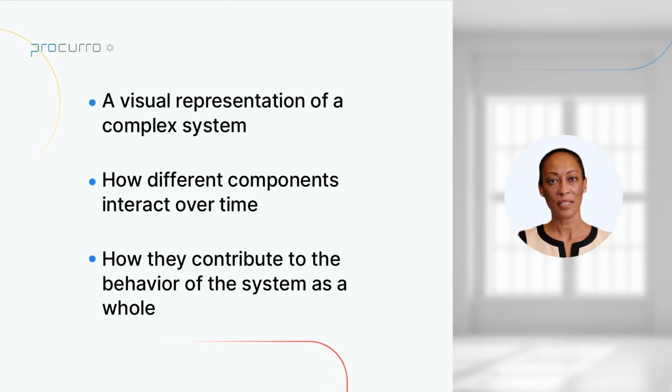A stock and flow diagram is a visual representation of a complex system. It helps us understand how different components interact over time and how they contribute to the behavior of the system as a whole. Think of it like a map of a city where you can see how people, cars, and other elements flow from one place to another and how they interact with each other.